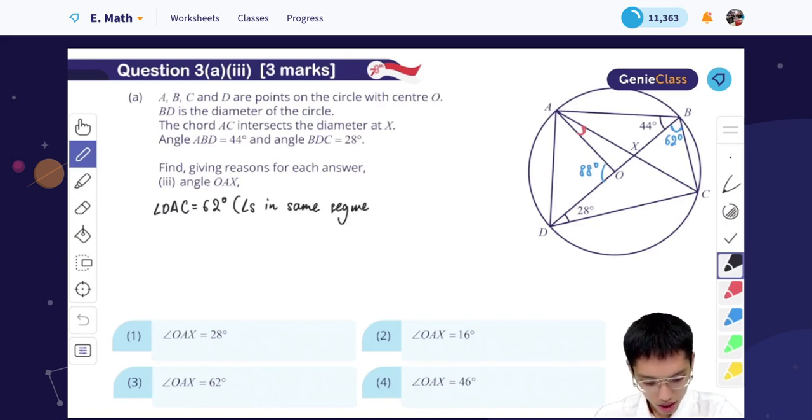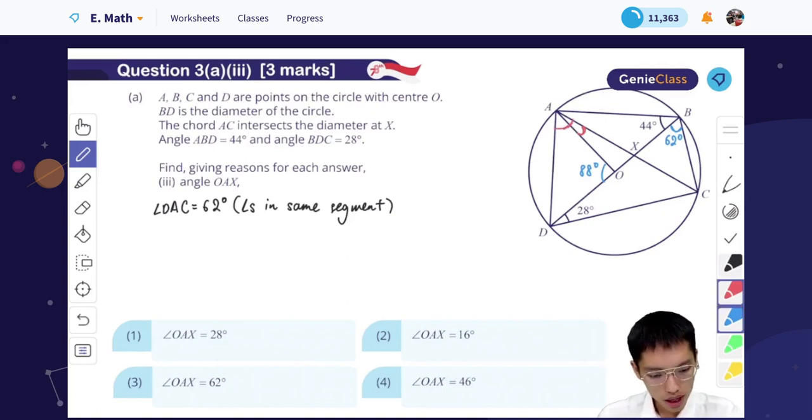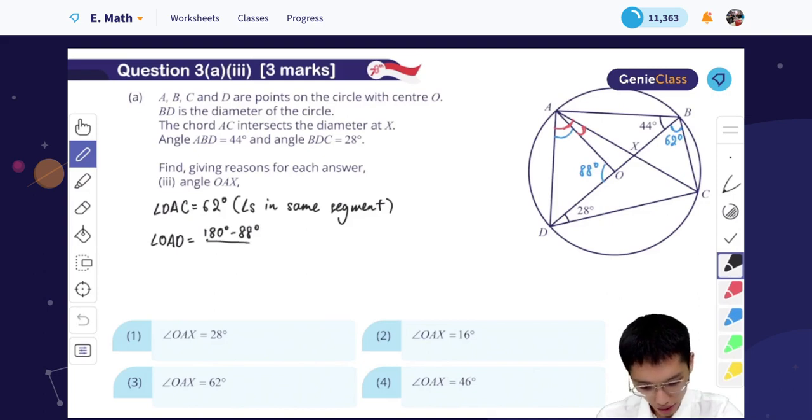So DAC is actually this angle over here. Then afterwards you realize, oh, I'm almost close to OAX if I can find OAD. So what happens? We know OAD over here is 180 minus 88 from the previous part, divide by 2. Okay, and take note, we have to list down the property over here because we are using two properties in this case, but this will only still give you another mark.